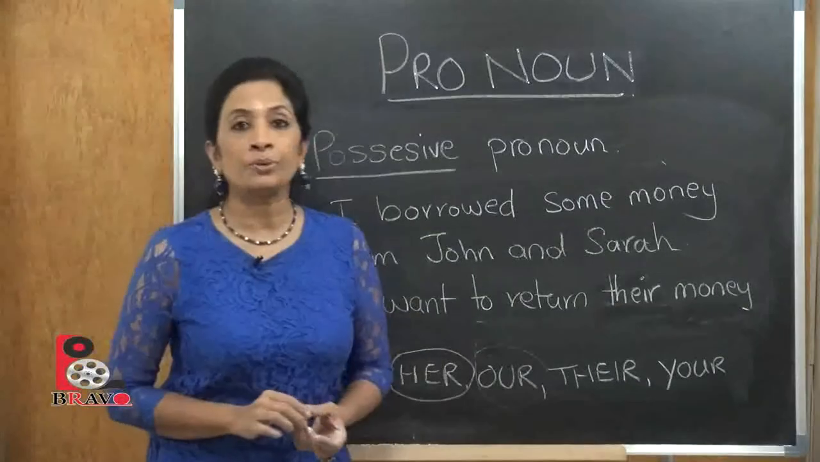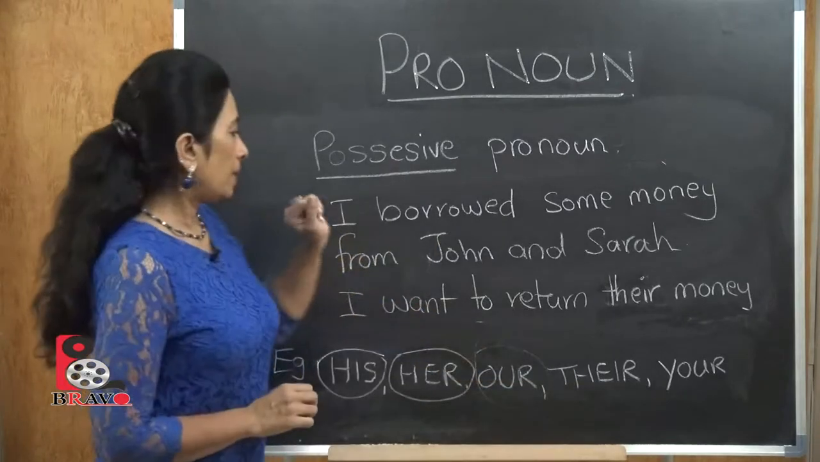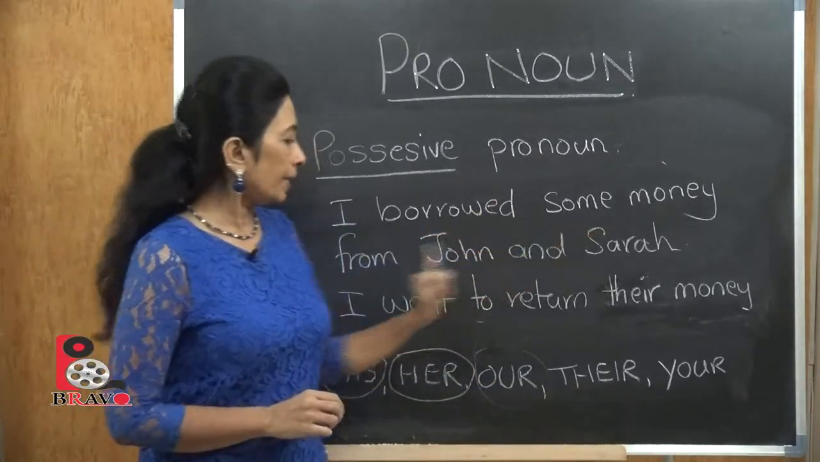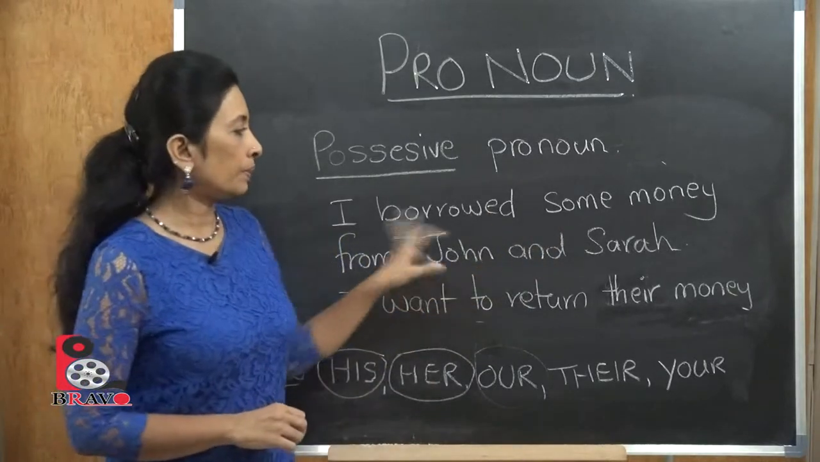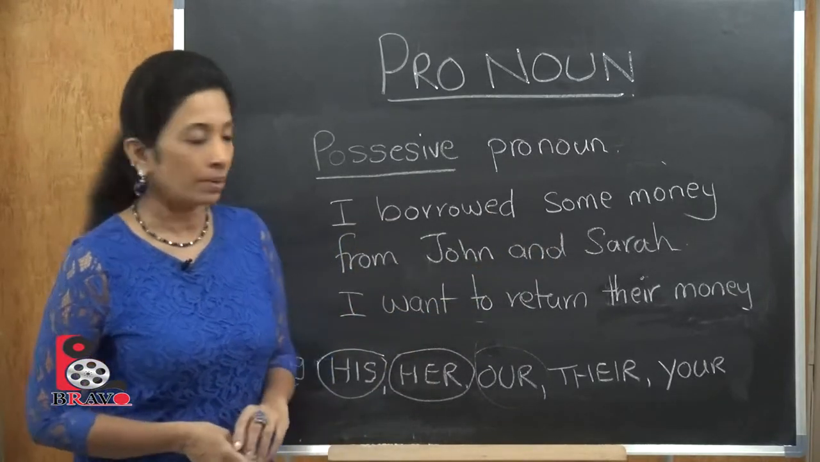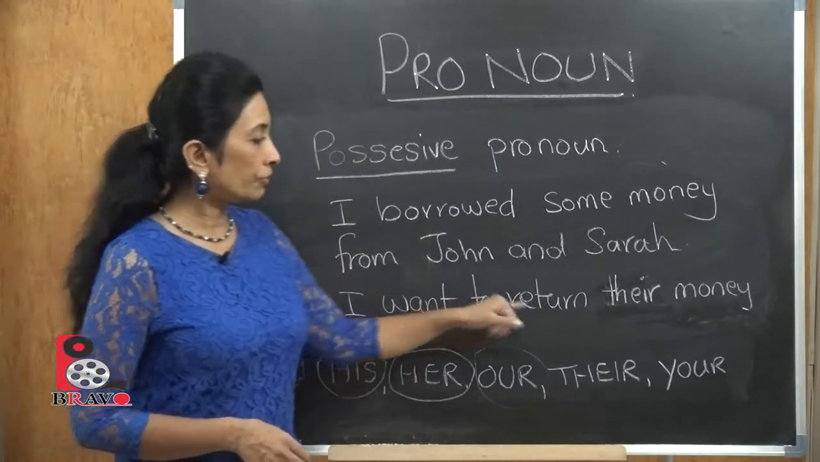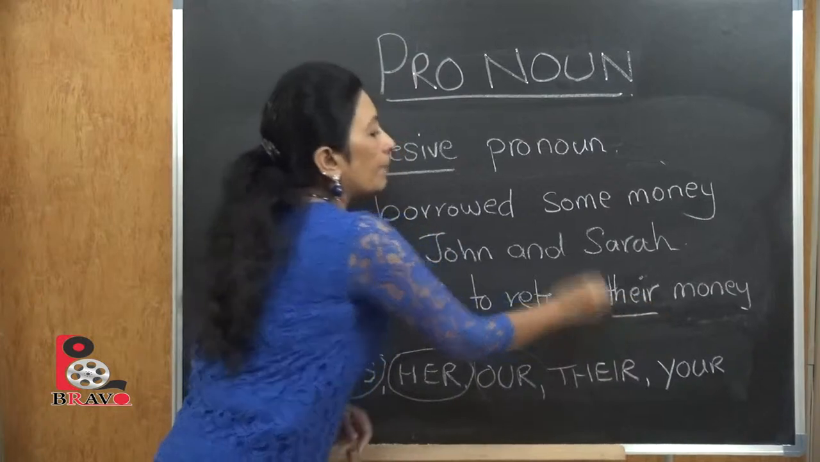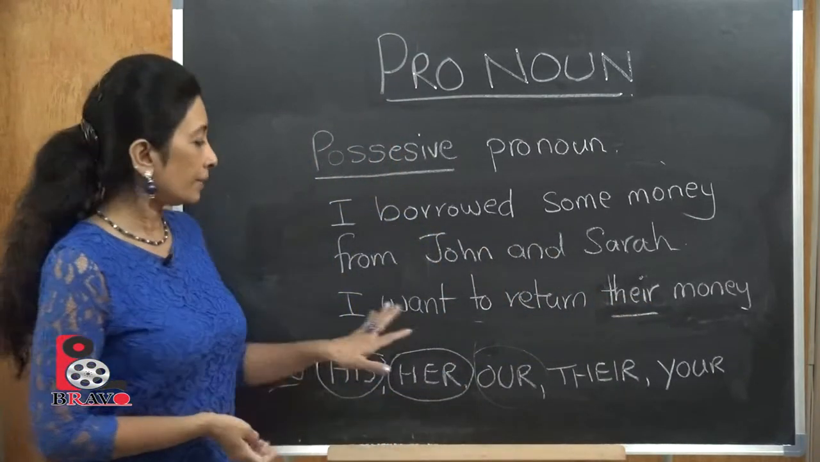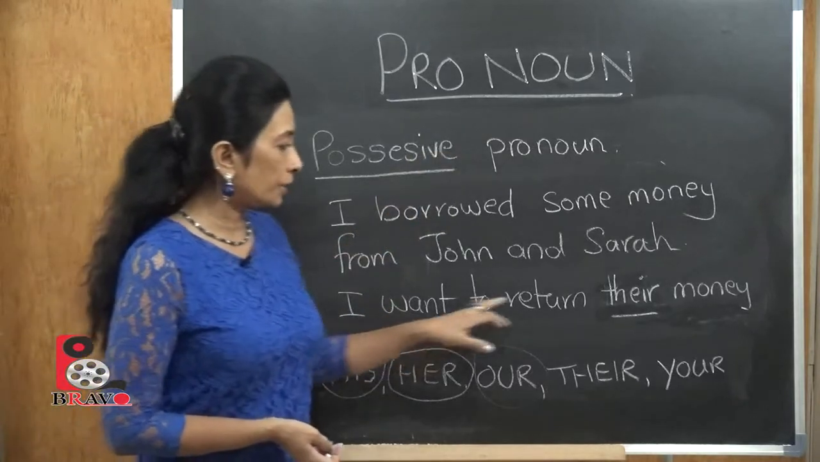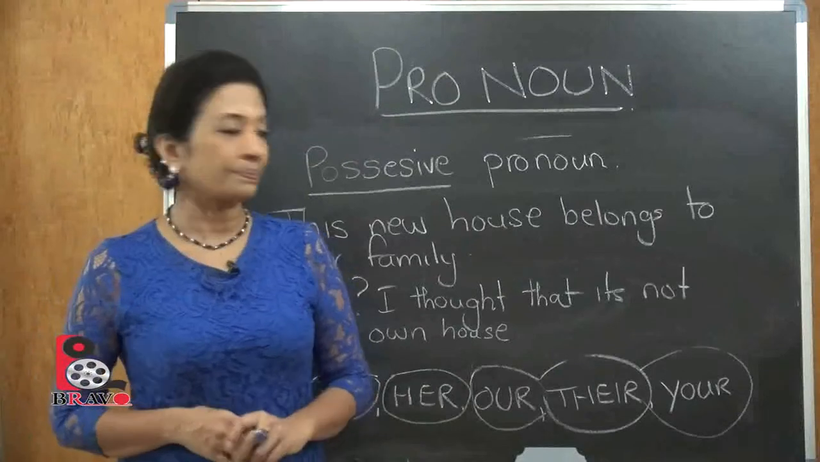The fourth possessive pronoun here is "their". I borrowed some money from John and Sarah. So there are two people that I have borrowed money from. Now how do I say it with the possessive pronoun? I want to return their money. Because I borrowed money, I have to give the money back. So with the possessive pronoun, I say: I want to return their money. Okay, now the last one is "your".